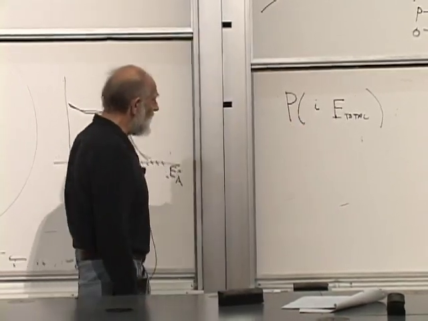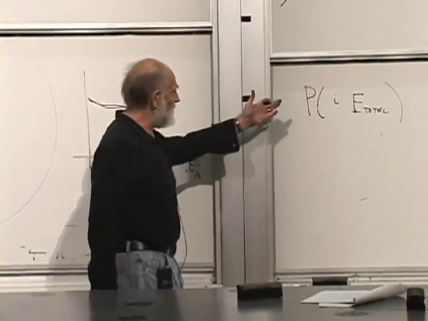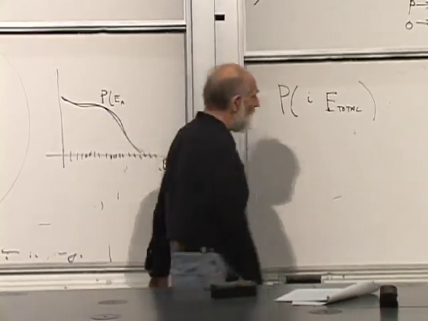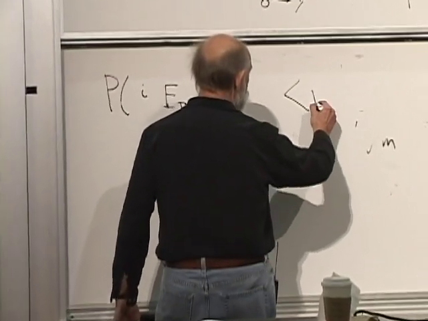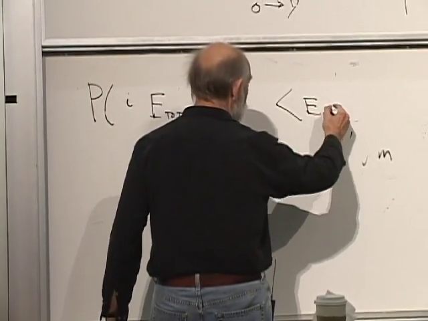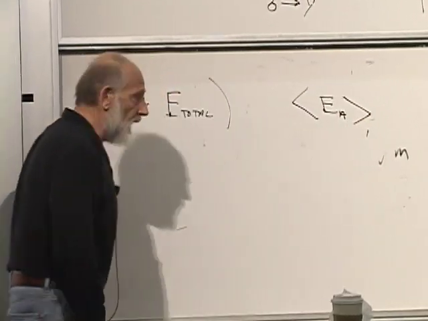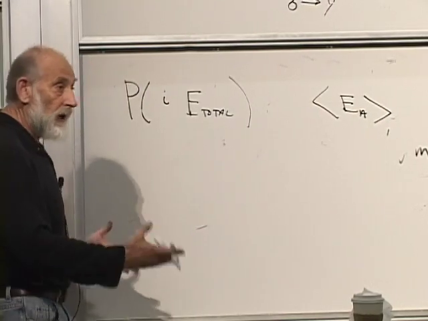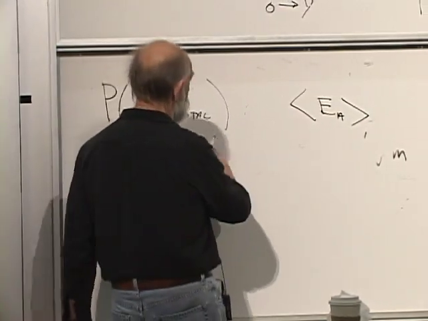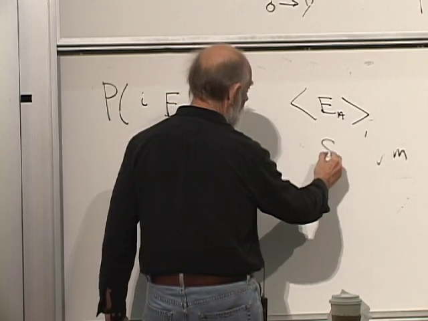All right. Here are two things you can calculate if you know the probability distribution. You can calculate the average energy E of A, and you can calculate also the entropy. Given a probability distribution, you can calculate the entropy of A.